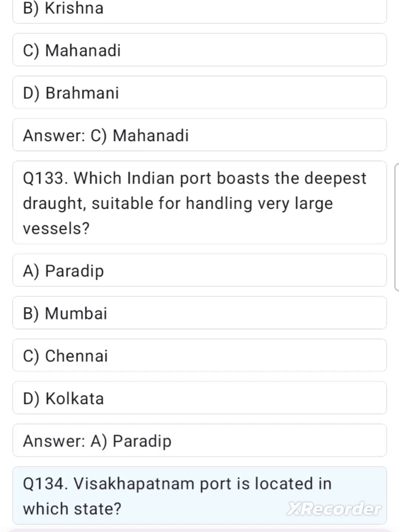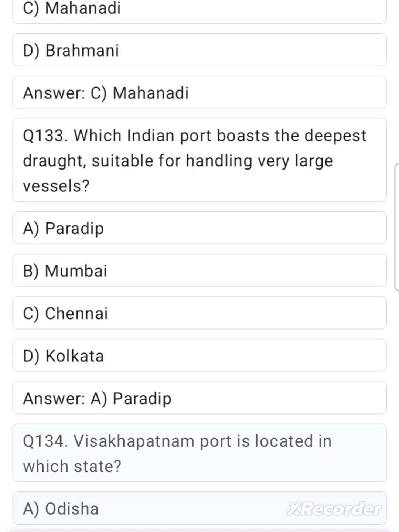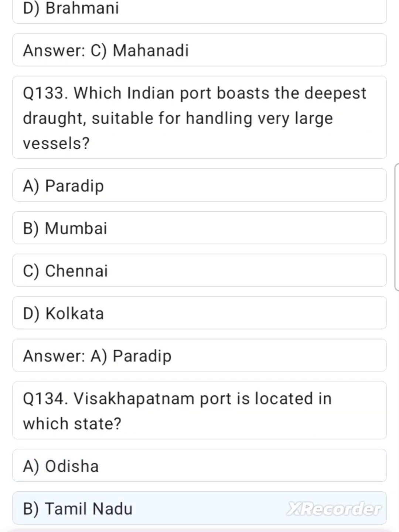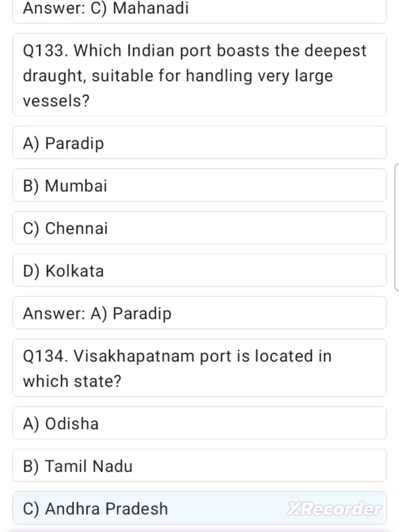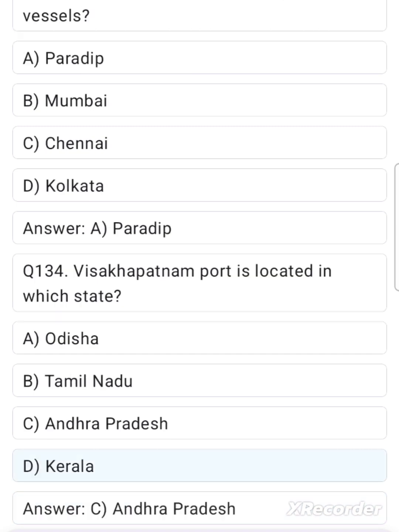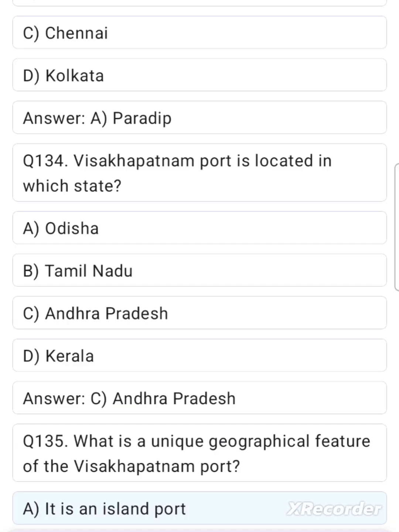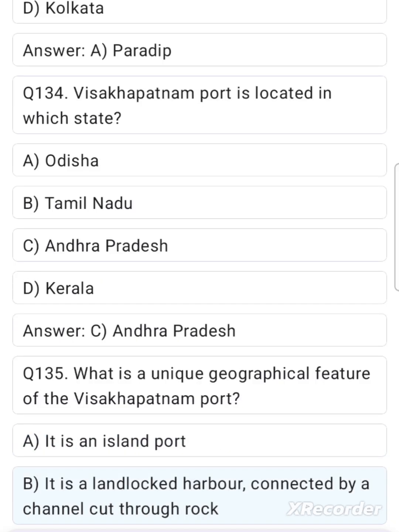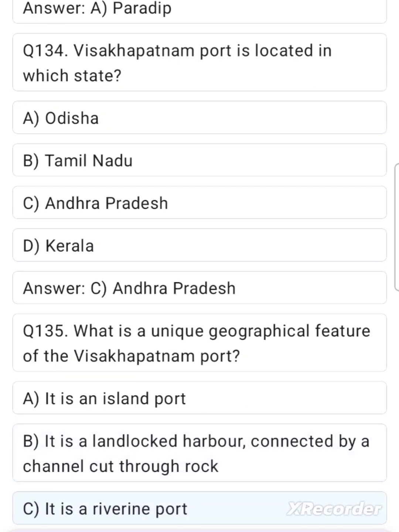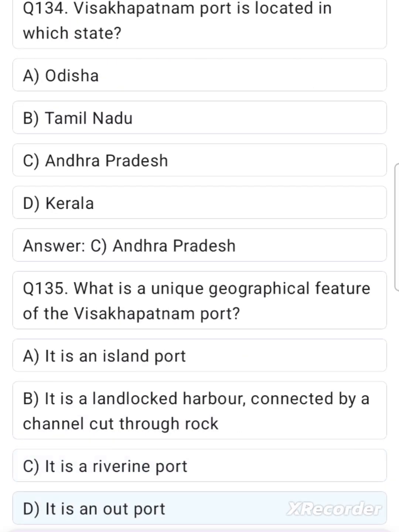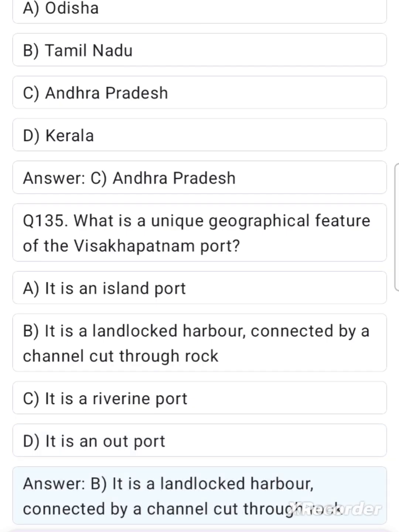Q134. Vishakhapatnam port is located in which state? A. Orissa. B. Tamil Nadu. C. Andhra Pradesh. D. Kerala. Answer C. Andhra Pradesh. Q135. What is a unique geographical feature of the Vishakhapatnam port? A. It is an island port. B. It is a landlocked harbor, connected by a channel cut through rock. C. It is a riverine port. D. It is an outport. Answer B. It is a landlocked harbor, connected by a channel cut through rock.